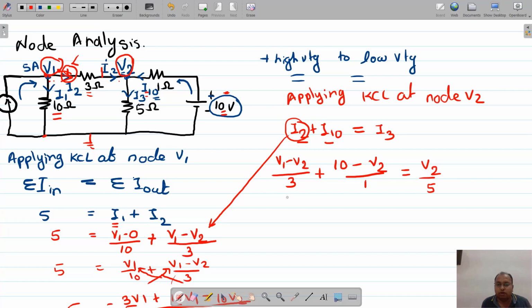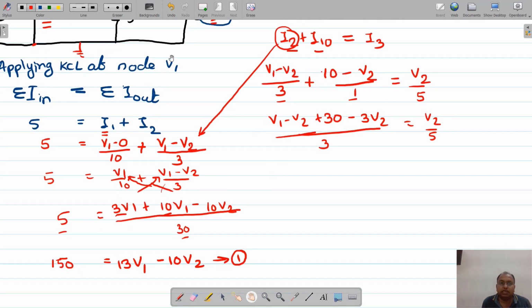Now let us do the simplification again so that we can make the denominator common, right? So simply multiplying by 3 to this term, we'll get that. So V1 minus V2 plus 30 minus 3V2 divided by 3, whole divided by 3 is equal to V2 by 5. Is that fine? Now again do some rearrangement.